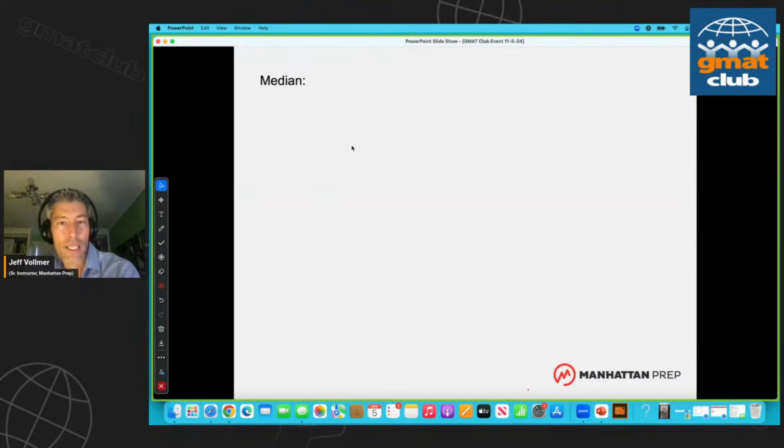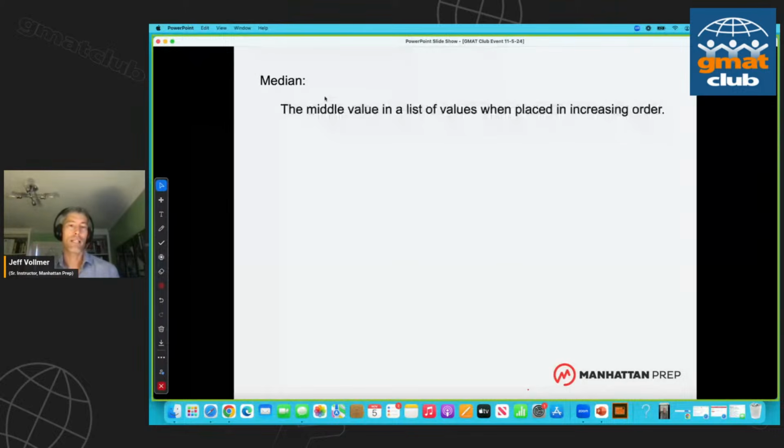Median. What the heck is a median? It's some measure of the center of a set, and in particular, we're going to define the median as when you place a list of values in order, increasing or I guess decreasing order, depends on which way you look at the set, the median will be the middle value.